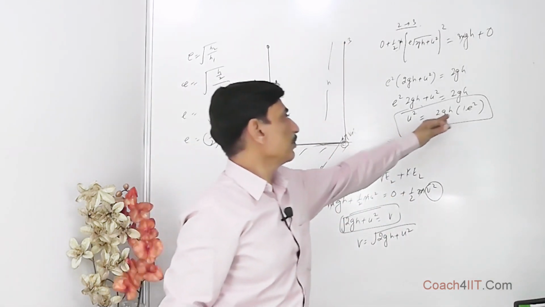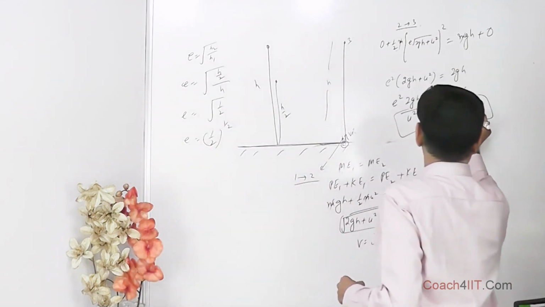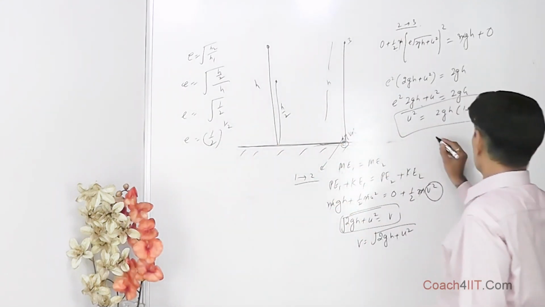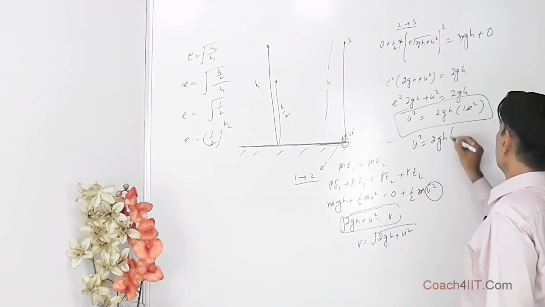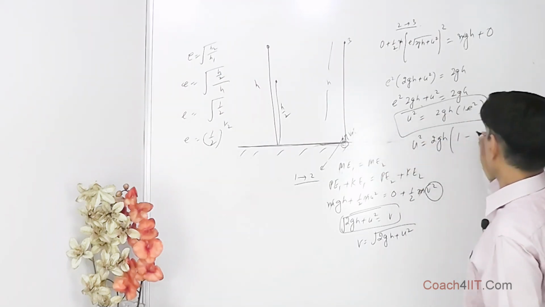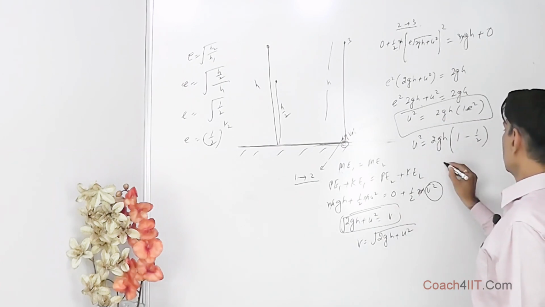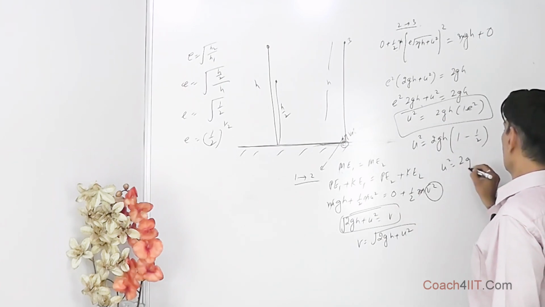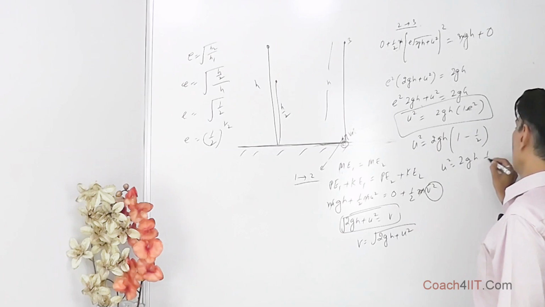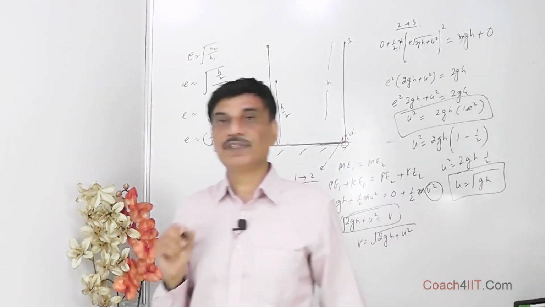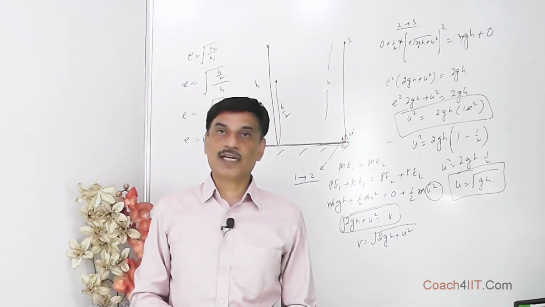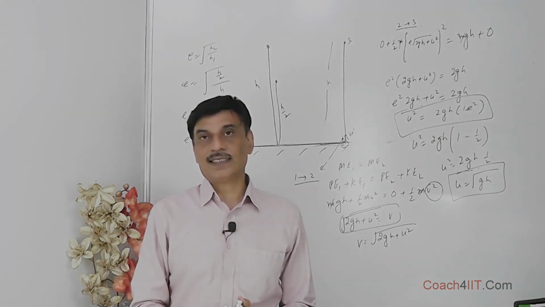And if you put the value of e over here, which we had calculated, u square is 2gh times 1 minus 1 by 2, which is 1 by 2 only. So the 2 and 2 get cancelled, and u comes out to be under root gh. So if with this velocity the body is thrown in the downward direction, it will come back to the same height.